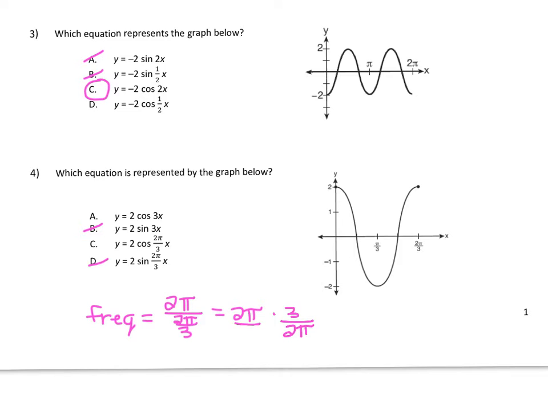Okay, if you want to put this over 1, just so you have a fraction times a fraction, that's fine. Now what's going to happen is this 2 pi on top is going to cancel with this 2 pi on bottom. So really all we're left with is 3 over 1, which simplifies to 3. So the frequency is 3, so letter A is our answer.